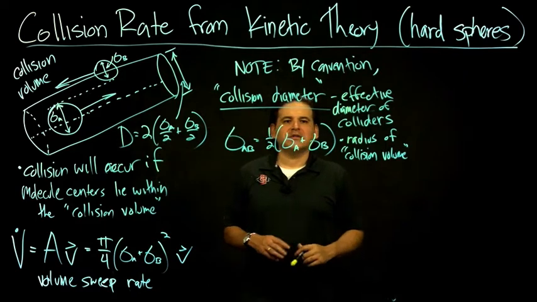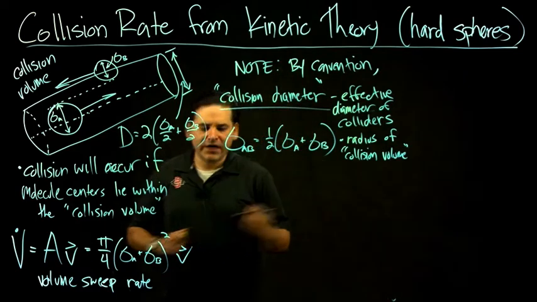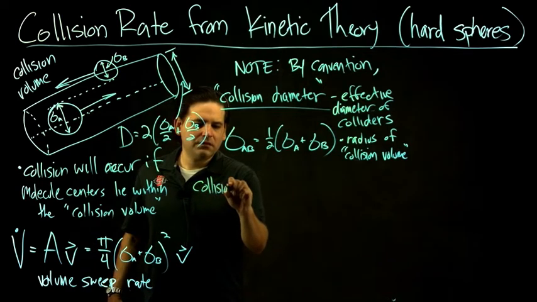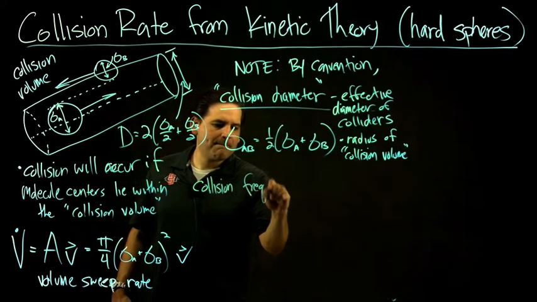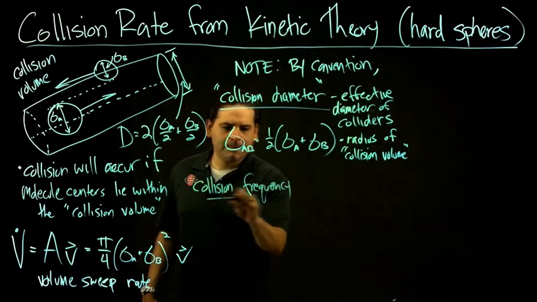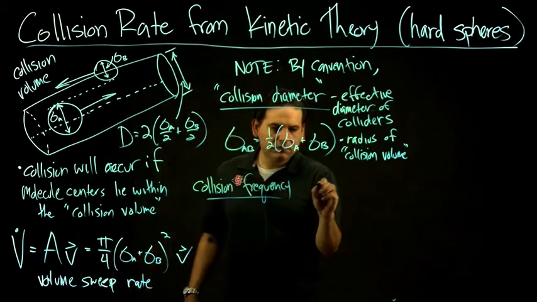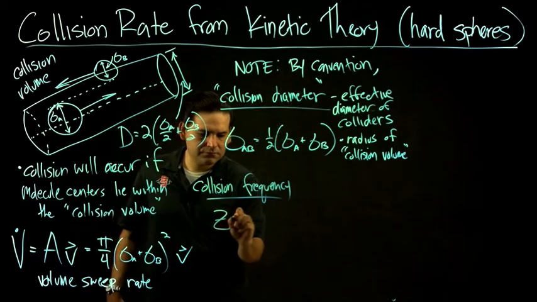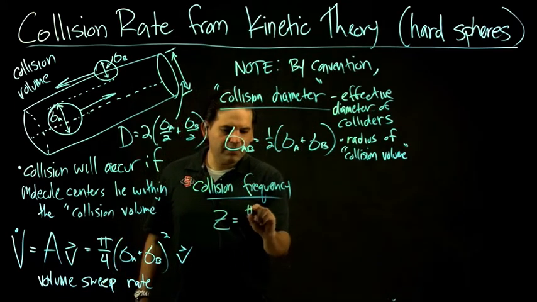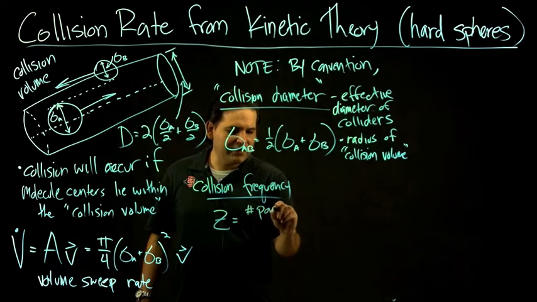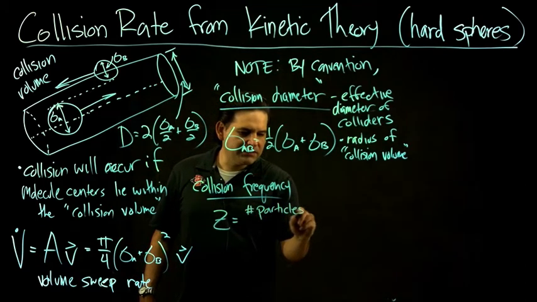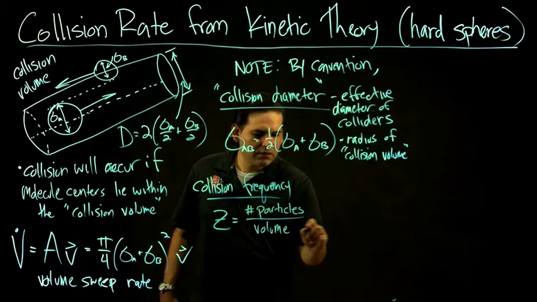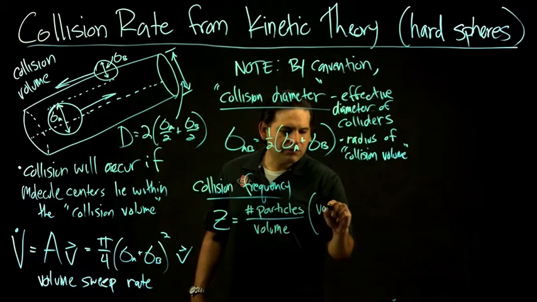Okay, so let's keep on talking about this collision rate or collision frequency, Z. You can find it if you know the number density, the number of particles per volume, times the volume sweep rate.